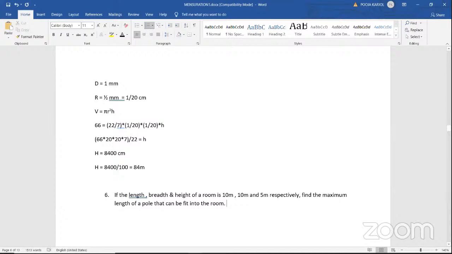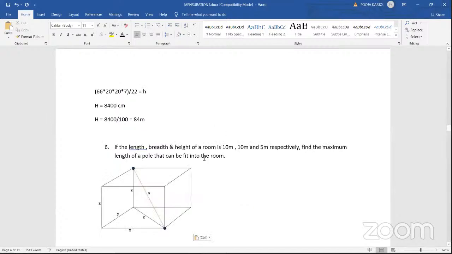15.6, approximately. See here, this is a cuboid. Think of it as a room. The maximum length of the pole that you can fit into it will be from one corner on the roof to the opposite corner on the floor. So you can see this pink line, that will be the diagonal of the whole cuboid, the 3D shape.